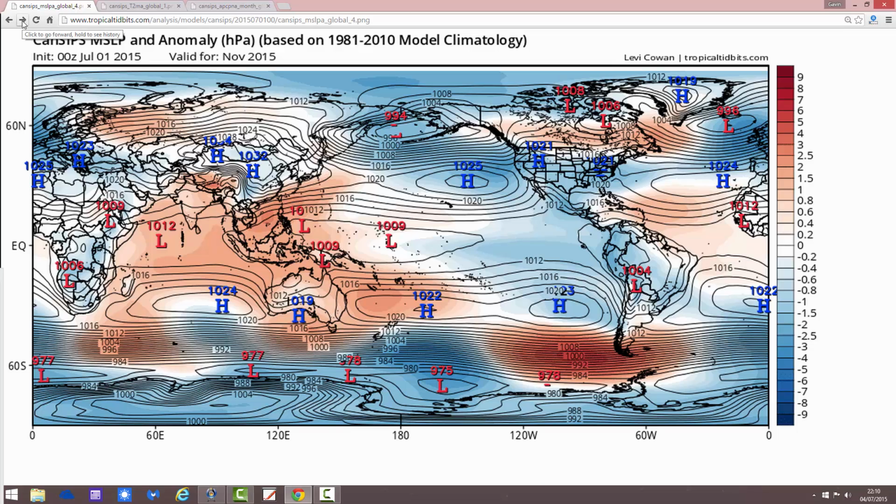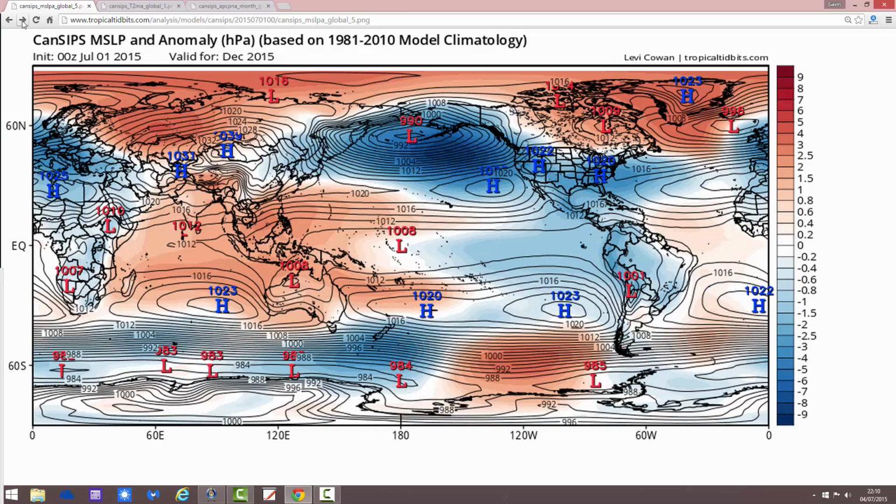Now, should we go through to the winter months? What do you think? Would you like to go through to the winter months and have a very quick sneak peek at what the CANSIPS is showing for winter? This will be the very first model that we've looked at for the winter of 2015-2016. Should we do it? What do you think? Shall we do it? Okay, let's do it.